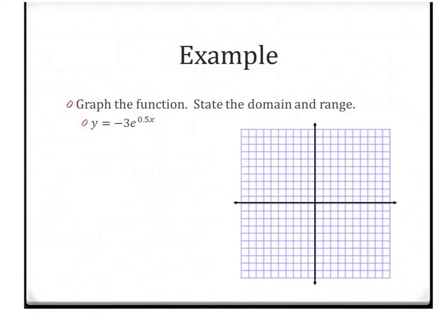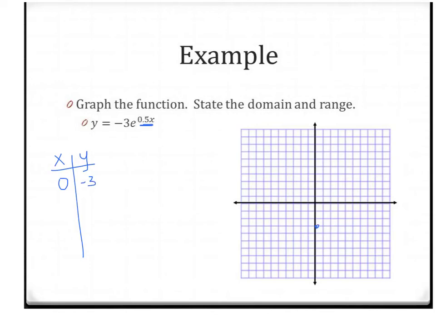So here's our first one we're going to graph: y equals negative 3 e to the 0.5x. Just as we did before, we're going to start with a table, and let's start with 0. If we put in 0 for x, that whole exponent is going to be 0, and you should get negative 3, because anything to the 0 is 1. If you want to type it into your calculator to make sure, it does give us negative 3.